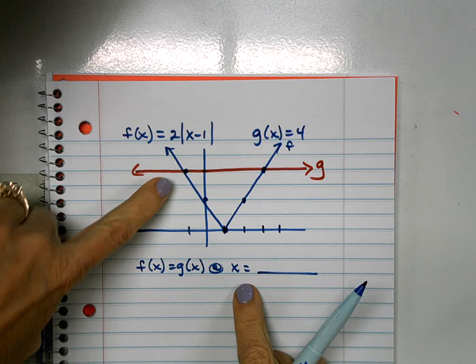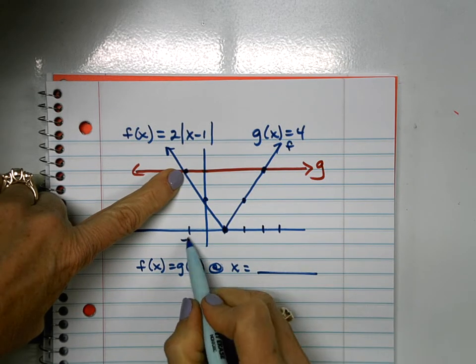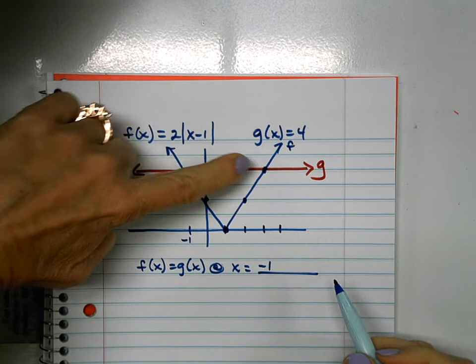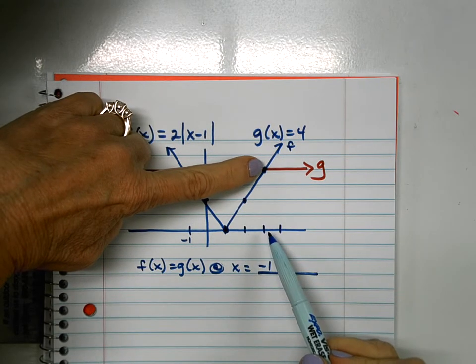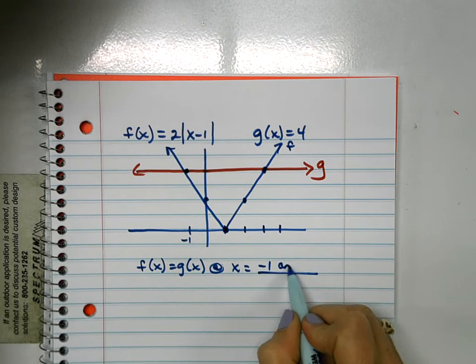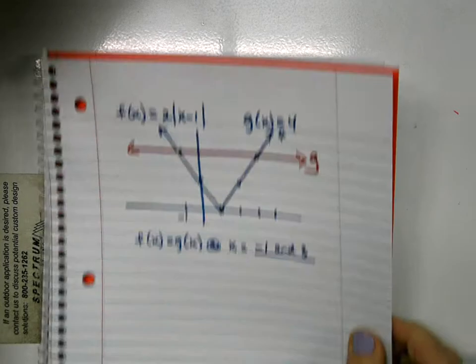So what's the x-coordinate right here? -1, right? So that's one of my answers. And then what's the x-coordinate right here? Mine's looking like 3. Does yours look the same? Okay, so we'll say -1 and 3. And that's what I'm thinking is going to be the answer when we do it analytically or algebraically. Okay, so that was part A.